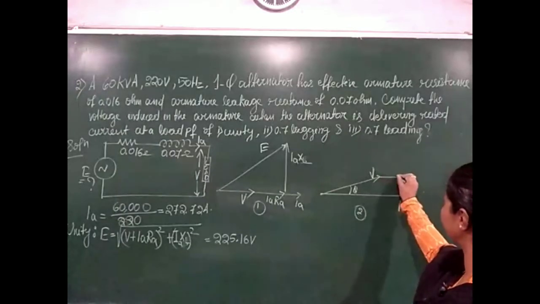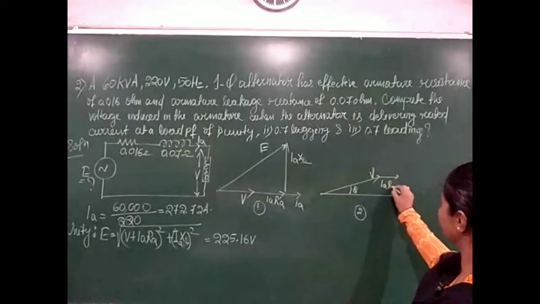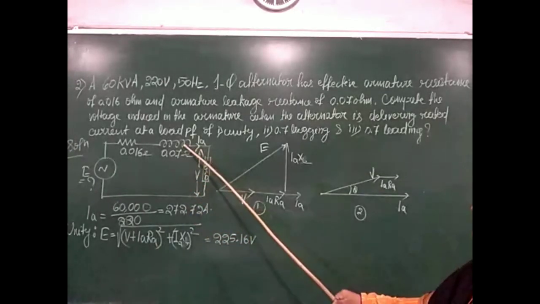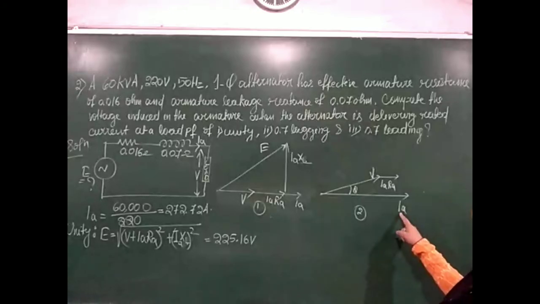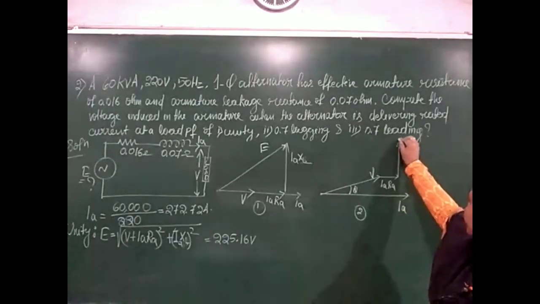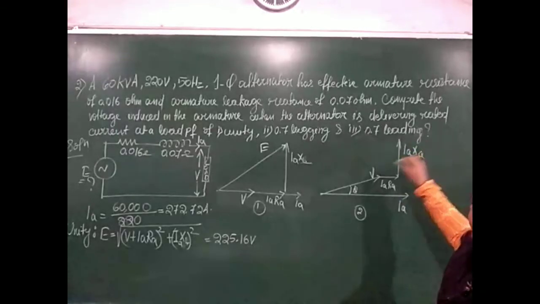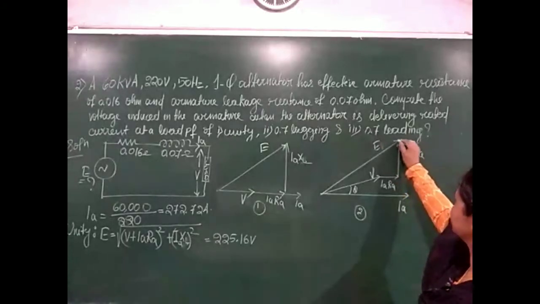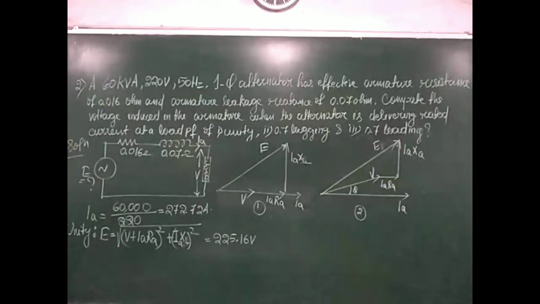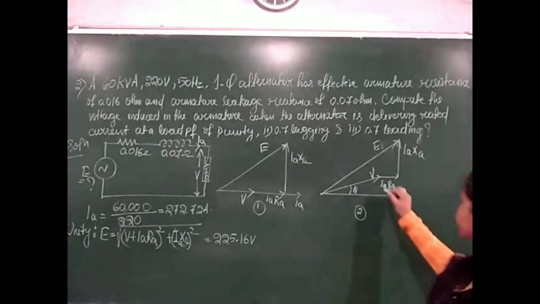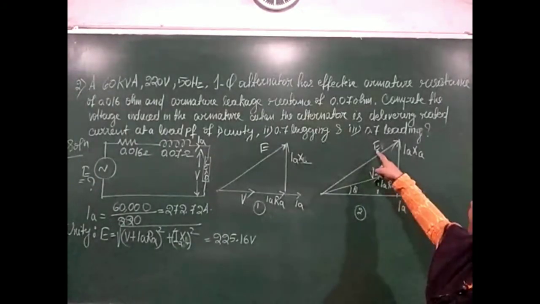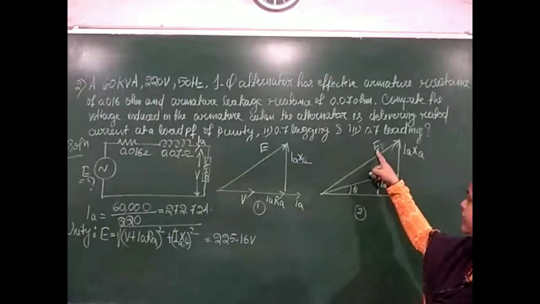Then the drop due to the armature resistance is in the same phase with IA. I extend that IaRa phasor here. Now the voltage due to the leakage reactance leads the current IA by an angle of 90 degrees. This is IA into XL, and their phasor sum gives E, that is the EMF generated or induced in the armature circuit. Now I draw a perpendicular line here for getting the resultant E.